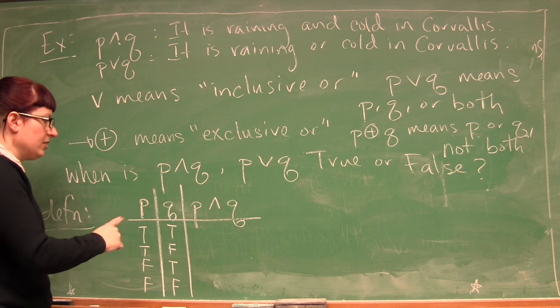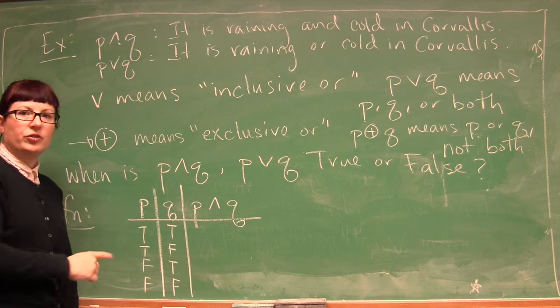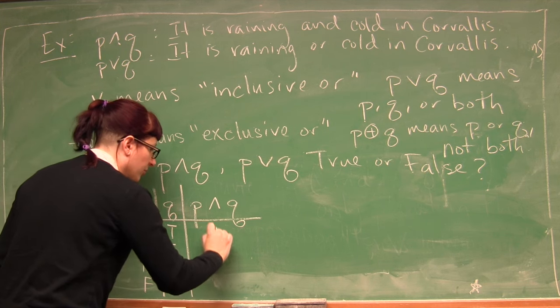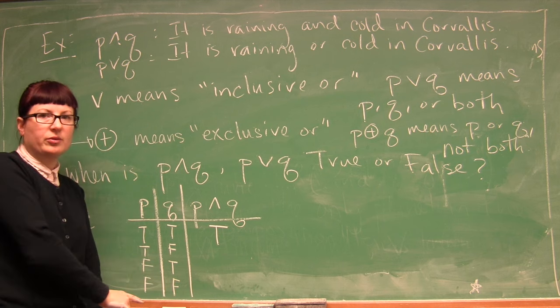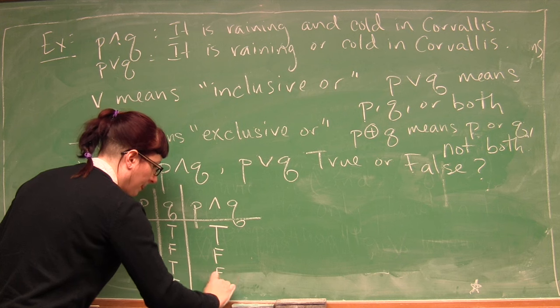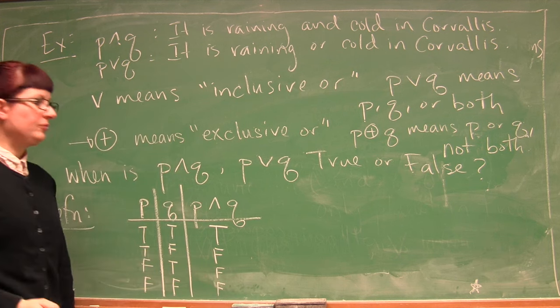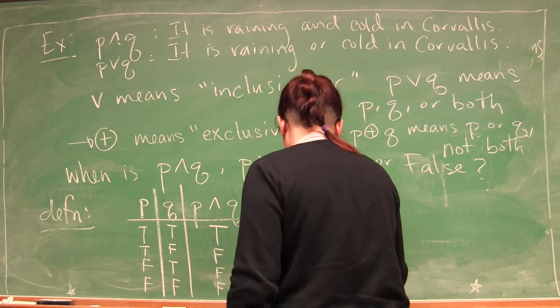The only instance that yields a true conjunction, P and Q, is the first one. When P and Q are both true, P and Q is true. If either one is false, which is all the remaining cases, then the conjunction is false. P or Q is different, sort of opposite.